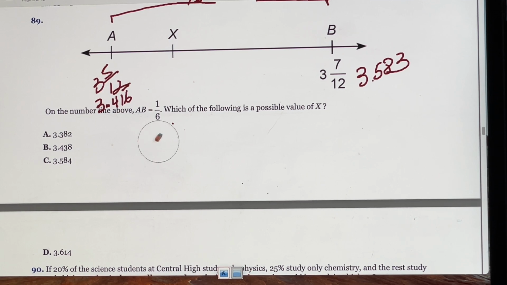Now, what do you think? Is it A? Well, A can't be, because A is even lower than this A, so that's gone. 3.614 is gone, it's too high. 3.584 is also too high, so that's gone. So the only answer that's possible is B. Sorry, made a mess out of the division.